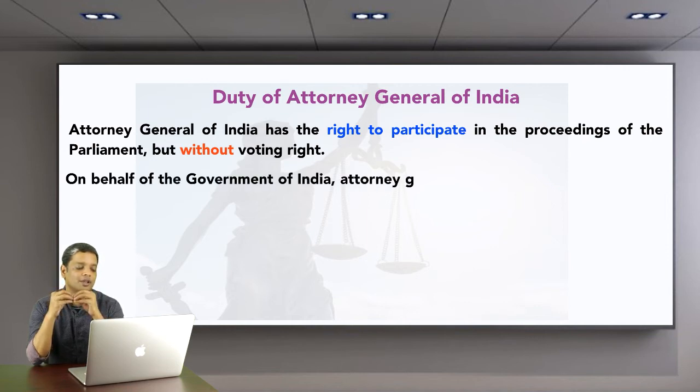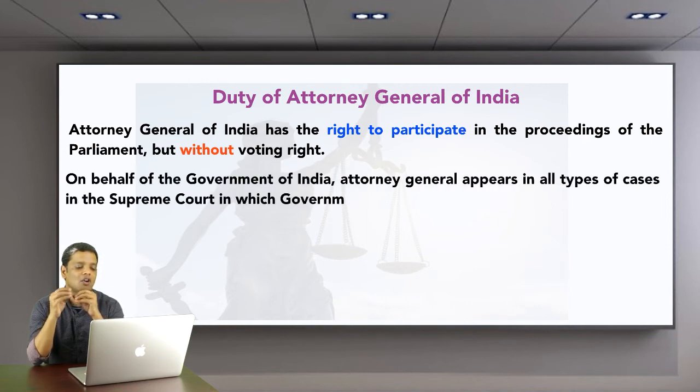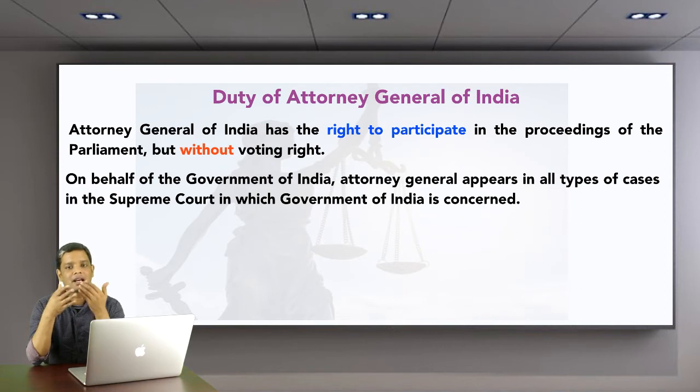On behalf of the Government of India, the Attorney General appears in all types of cases in the Supreme Court in which the Government of India is concerned. So whatever case is filed against the Government of India, it is the responsibility of the Attorney General to appear in that matter in the Supreme Court of India.